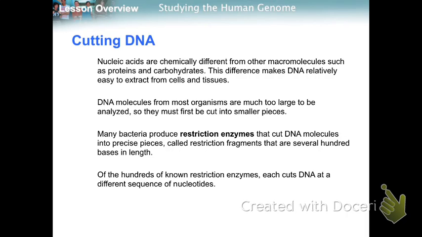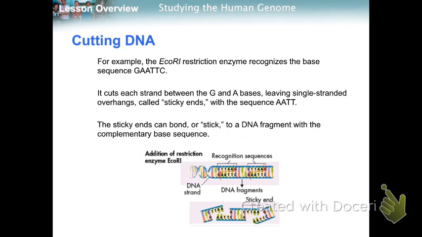DNA molecules from most organisms are too large to be analyzed, so they have to be cut. Bacteria produce enzymes called restriction enzymes that cut DNA molecules into precise pieces called restriction fragments. They're several hundred bases in length. There are hundreds of different restriction enzymes, and each one is unique. It cuts DNA at a different sequence of nucleotides.